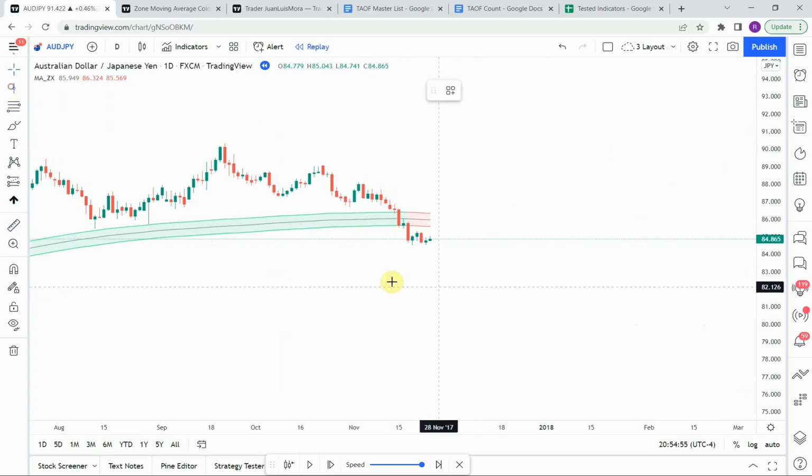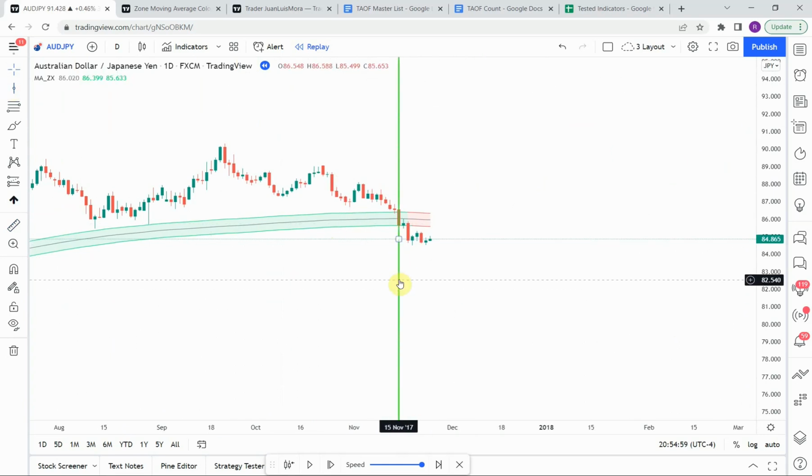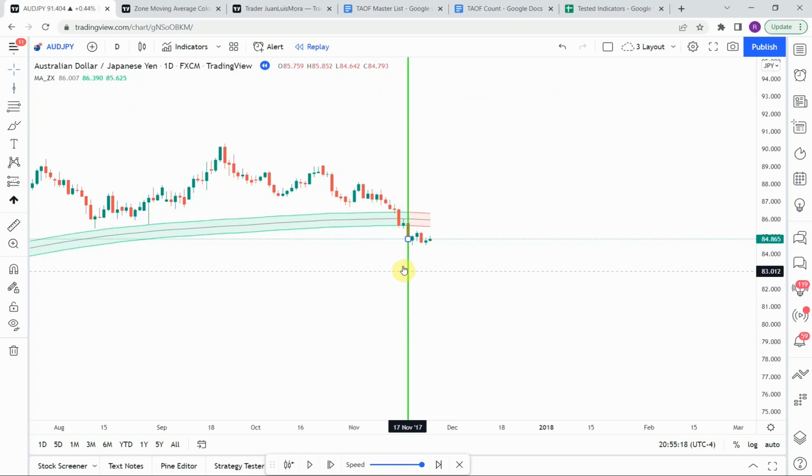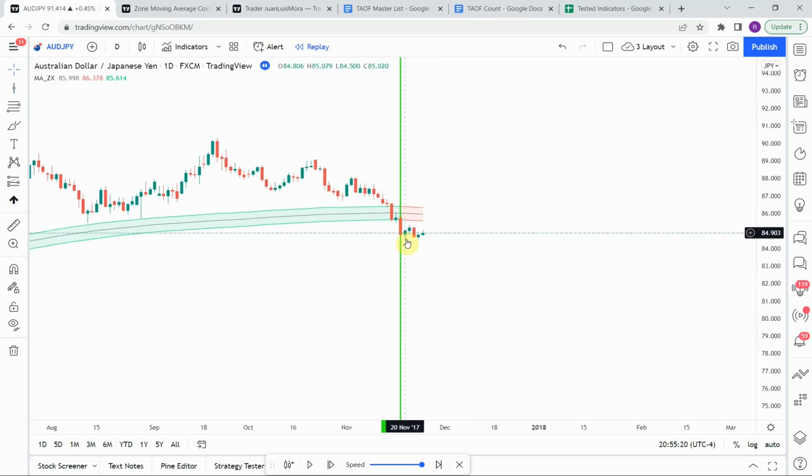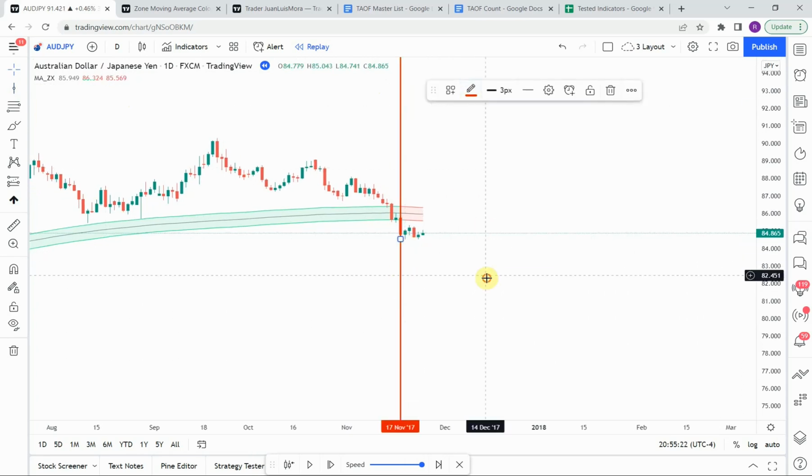Then over here we get a short, but I'm not sure if it is right here. We're going to do the same thing we did last time. We're looking at the coordinates of our zone here and the close of our candle. Let's see, 85.63, and the close of the candle was at 85.65. So that was not an official break, but that one right there definitely was.